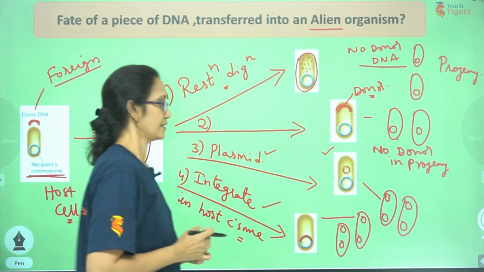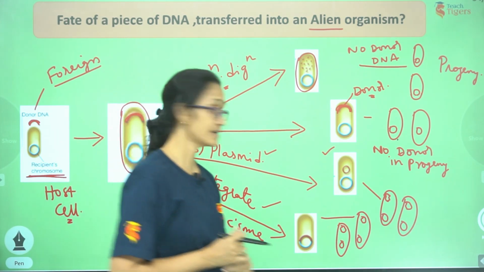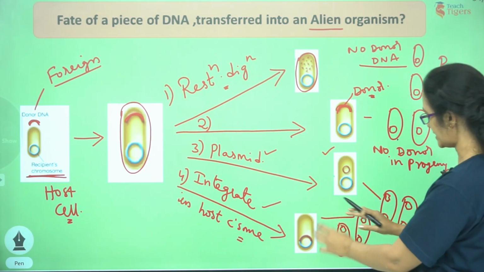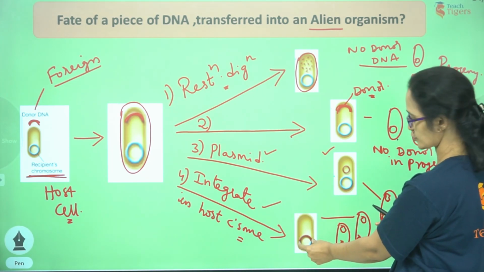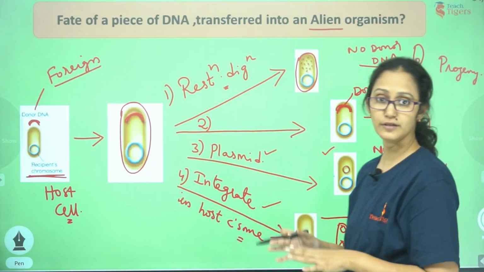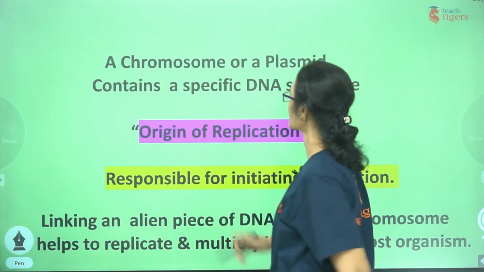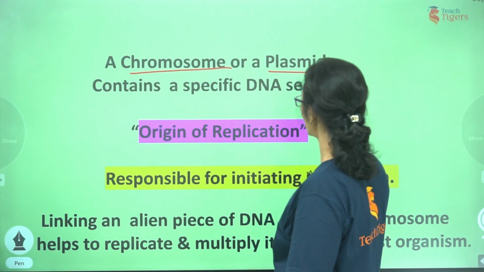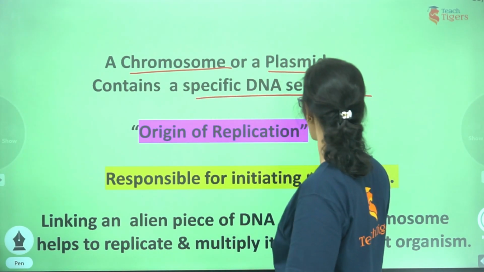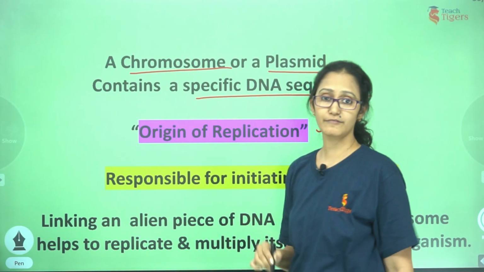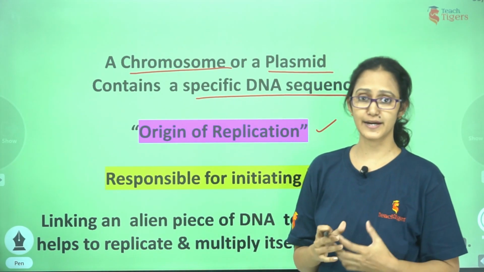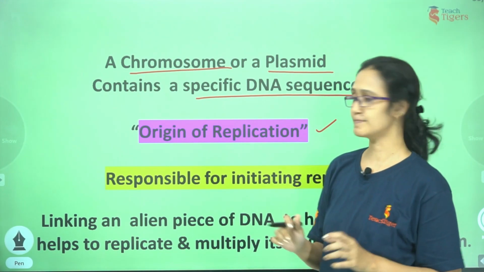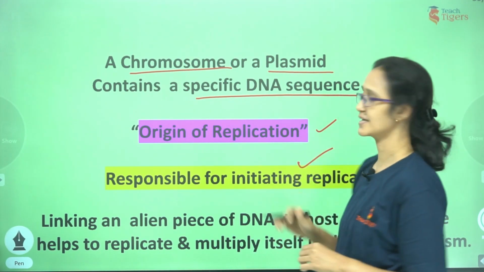Okay. Now, if I ask you what makes the difference, why the plasmid DNA was able to be stably transferred into the progeny and why the piece of DNA when it becomes part of the host chromosome is able to stably transfer into the progeny. The answer is, when the donor DNA is part of the chromosome or when it is part of the plasmid, it is having a specific sequence called origin of replication. That means whenever a piece of DNA needs to replicate, it needs a special sequence called origin of replication. And origin of replication will help in initiating the replication process.